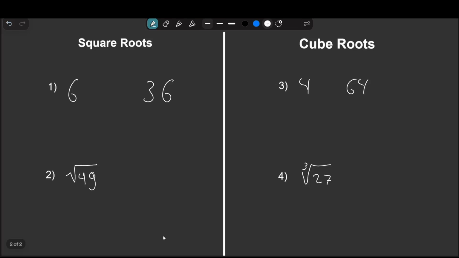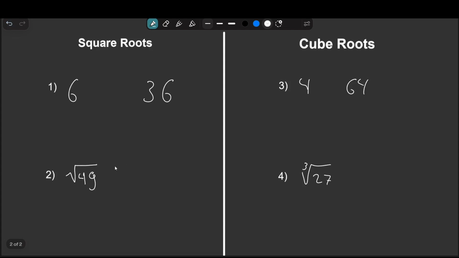In this video I'm going to be covering square roots and cube roots. We will take a look at what both square roots and cube roots are. The best way to do this is to jump right into our example, starting with number 1 where we have a 6 and a 36. We are going to start by taking a look at square roots for numbers 1 and 2, and then we will move to cube roots for numbers 3 and 4.